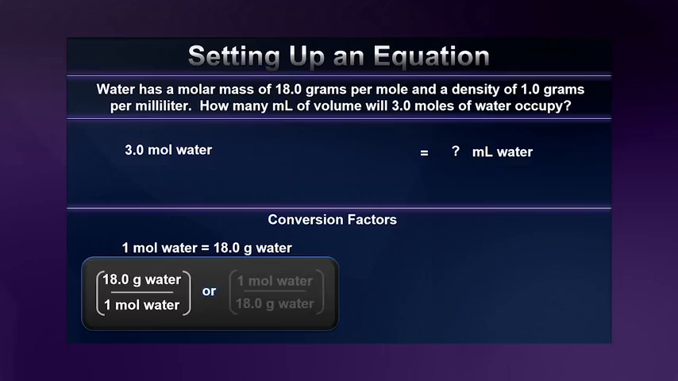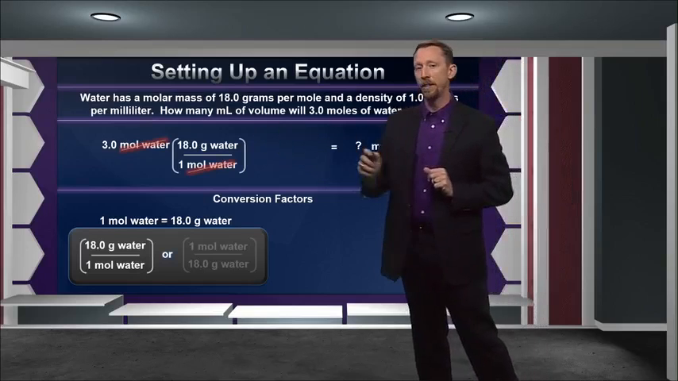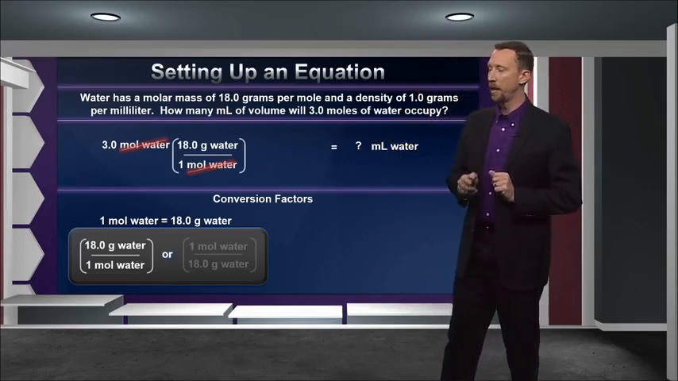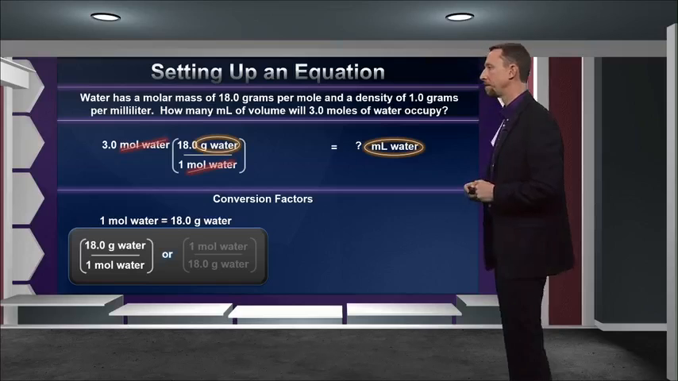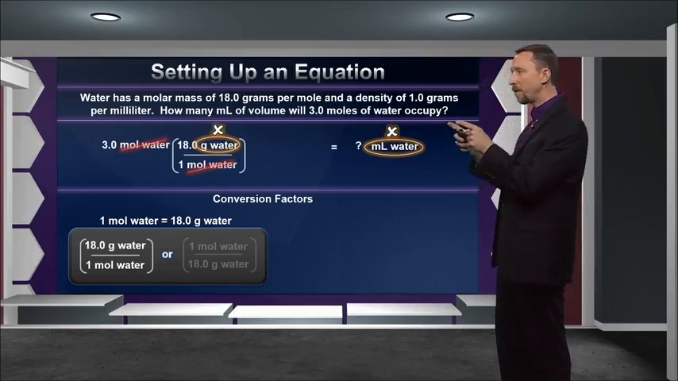Well, obviously, we're going to use the one that has moles of water in the denominator, right? Because when we do this, notice that moles of water are going to cancel. But if I run the calculation as is, it's going to tell me how many grams are in that 3 moles. And I want to know how many milliliters there are. So I need another conversion factor. So let's look for our second conversion factor that will fix this problem.